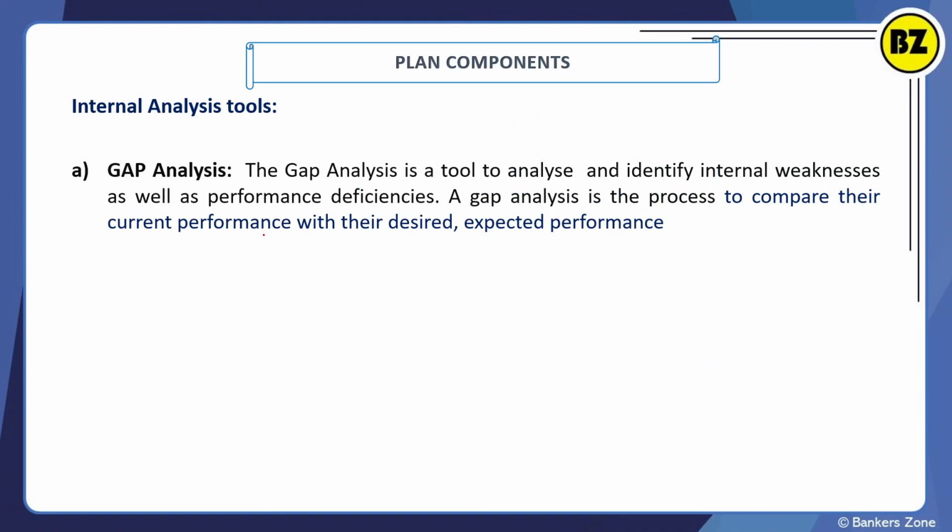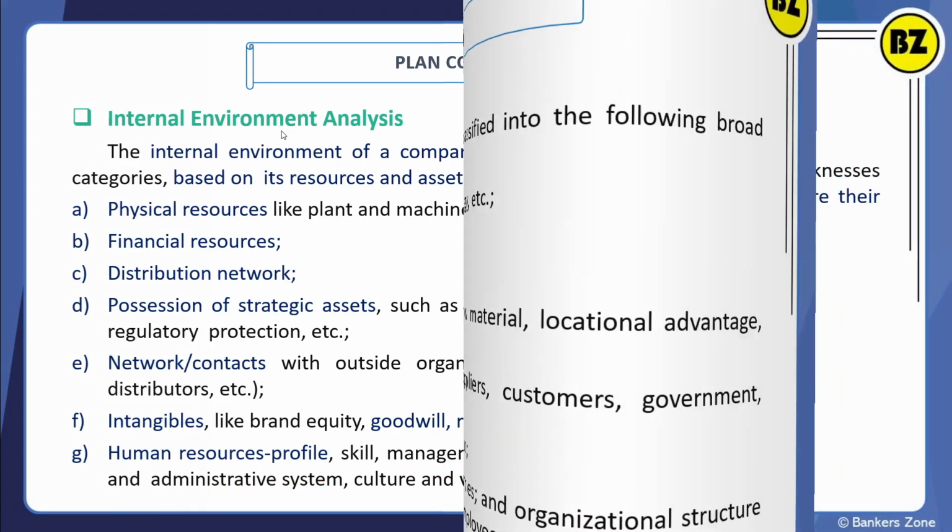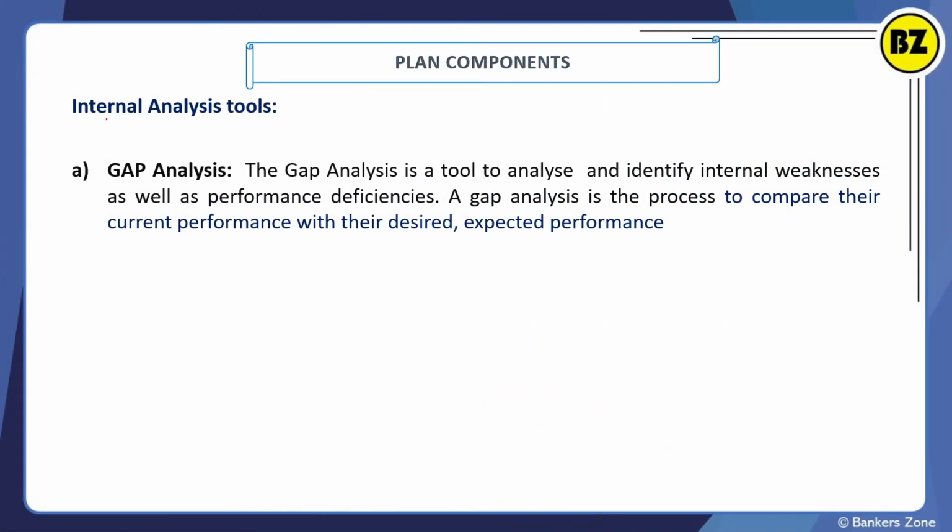Now, in the previous slide we came to know what we should consider for doing the internal environment analysis. Now here you see the internal analysis tools to be used. What tool do I have if I have to do the internal analysis? One by one, these are the types of analysis. Tools means here the types. So first is the gap analysis.